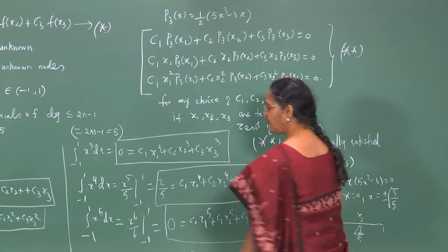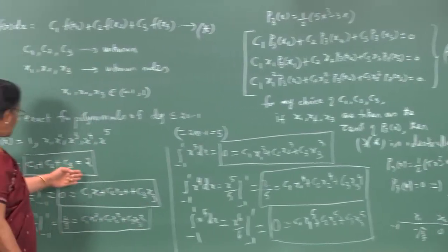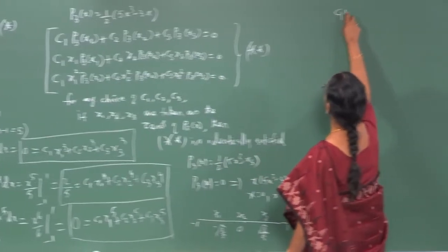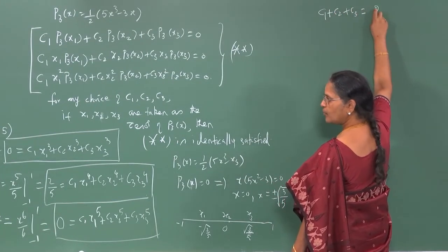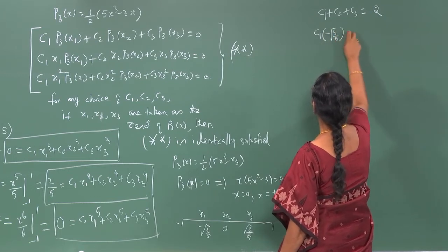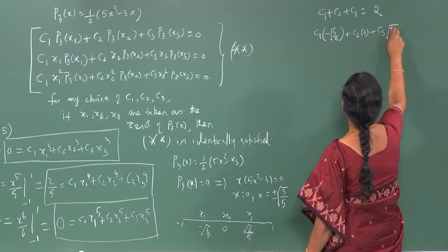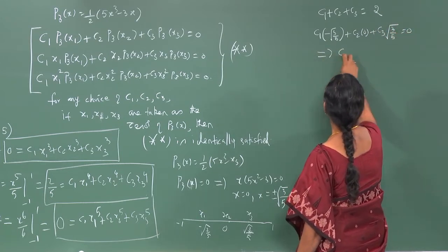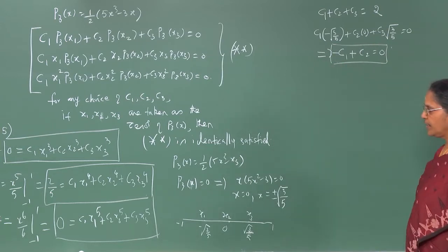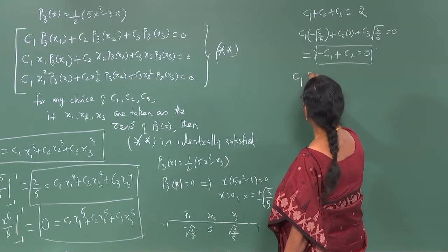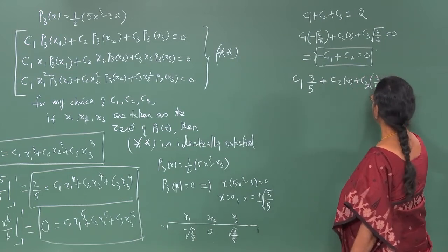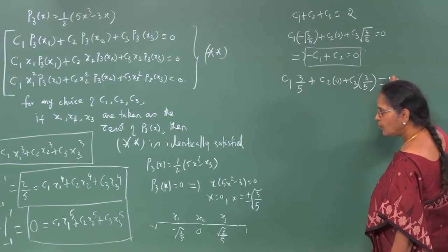So, now make use of this information and determine C1, C2, C3 by using any of these 3 equations. Let us take the first equation that says C1 plus C2 plus C3 must be equal to 2. And the second tells me C1 into x1, that is minus root of 3 by 5, plus C2 into 0 plus C3 into root of 3 by 5 must be 0. So, this tells you that minus C1 plus C3 is 0. That gives you another equation for C1, C3. The third one tells C1 into x1 square, so 3 by 5, plus C2 into x2 square plus C3 into x3 square, which is again 3 by 5. That must be equal to 2 by 3.